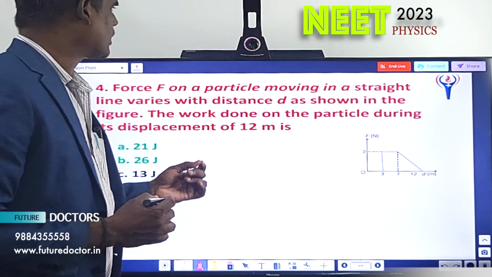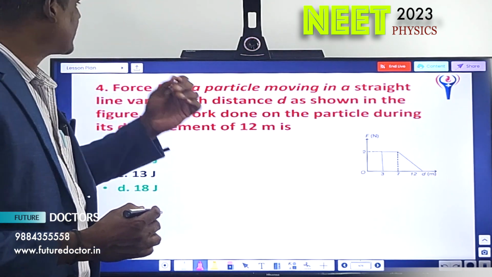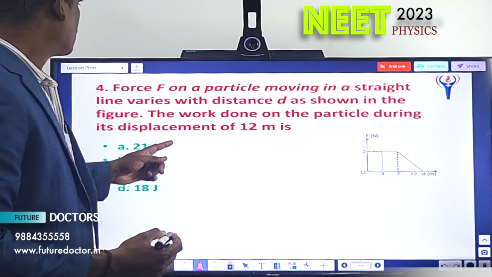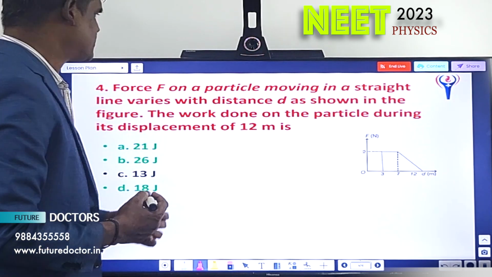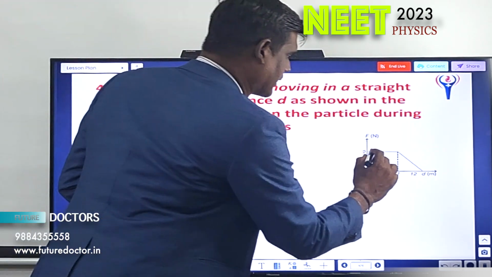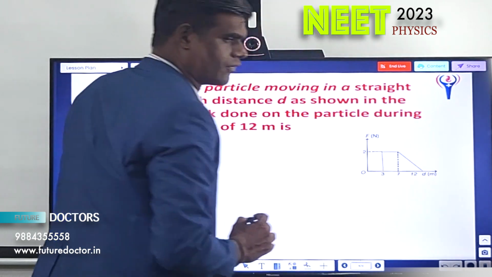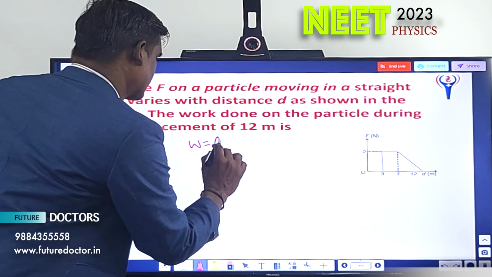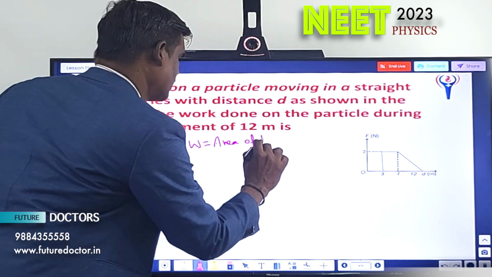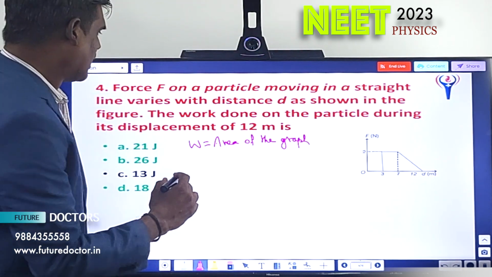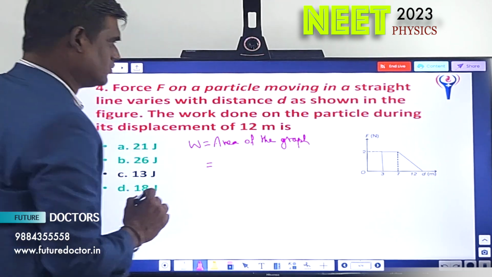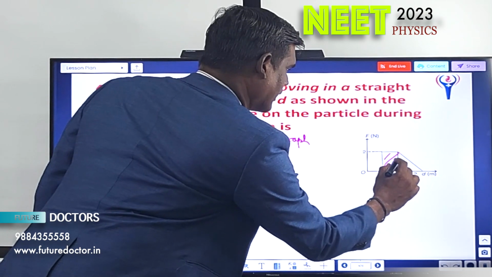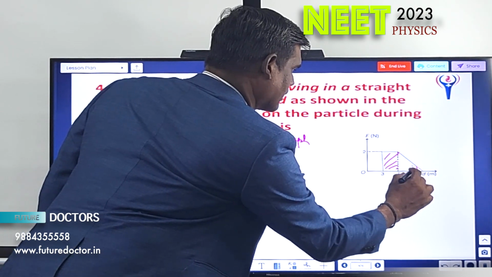Force F on a particle moving in a straight line varies with the distance d, as shown in this graph. The work done on the particle during its displacement of 12 meter. That is, you want to find the area of this curve. Actually, work done equals the area of the curve, the area of the graph. The area of the graph is, this is a rectangle and this is a triangle. Is it so?